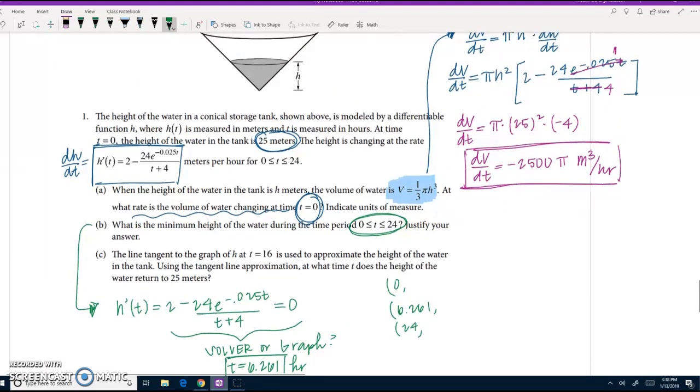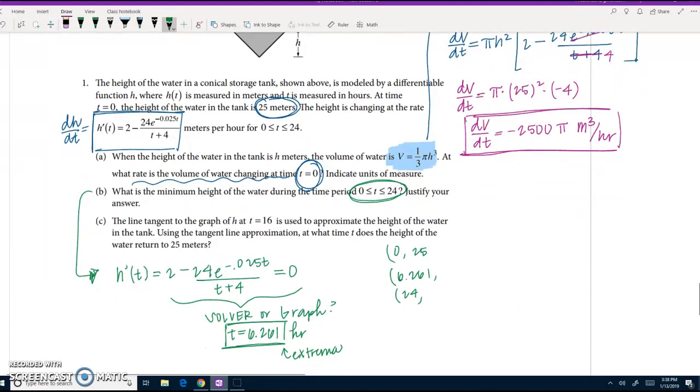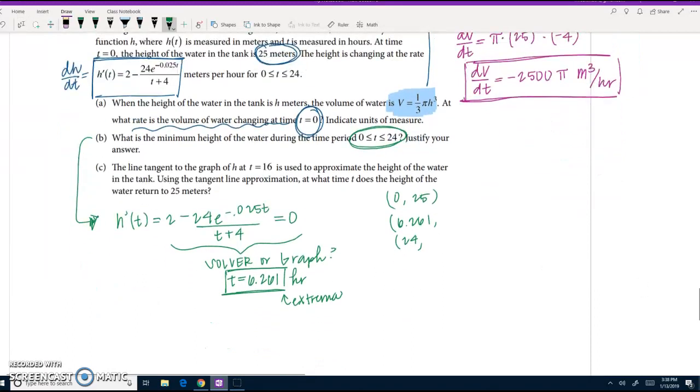So at 0, I know the y output is 25. Then for 6.261 and 24, I need to take those x values, and I need to plug them in. But this is where we hit a little bit of a brick wall with our calculus tools that are available so far, because I want to plug those back into the original height equation. Right now I just have the derivative. So what I'm wanting to do here is take the derivative and work backwards. And that, more or less, is going to be all of second semester AP Calc.